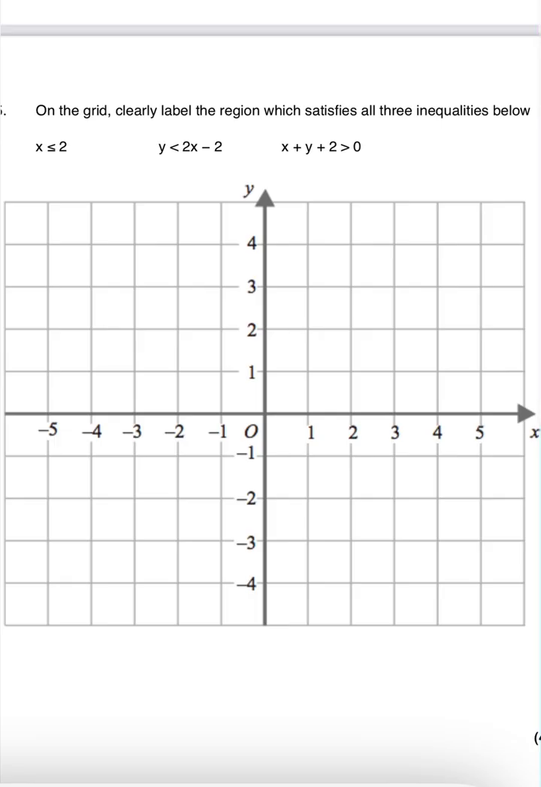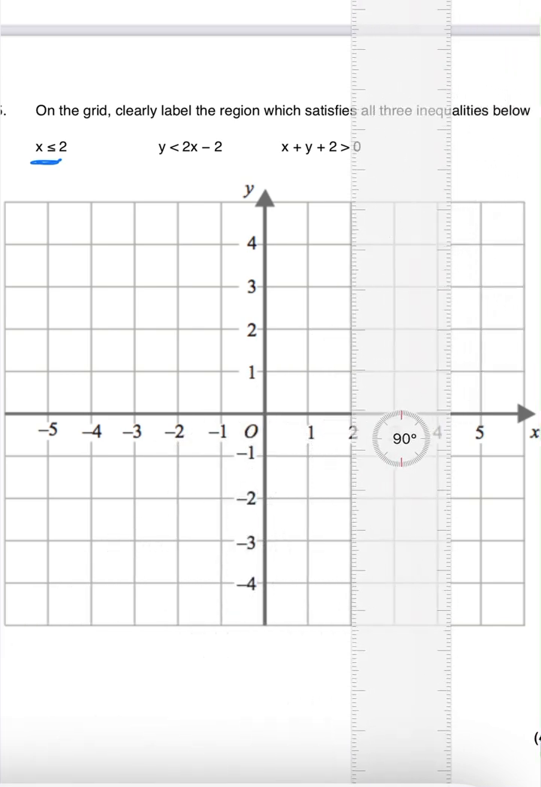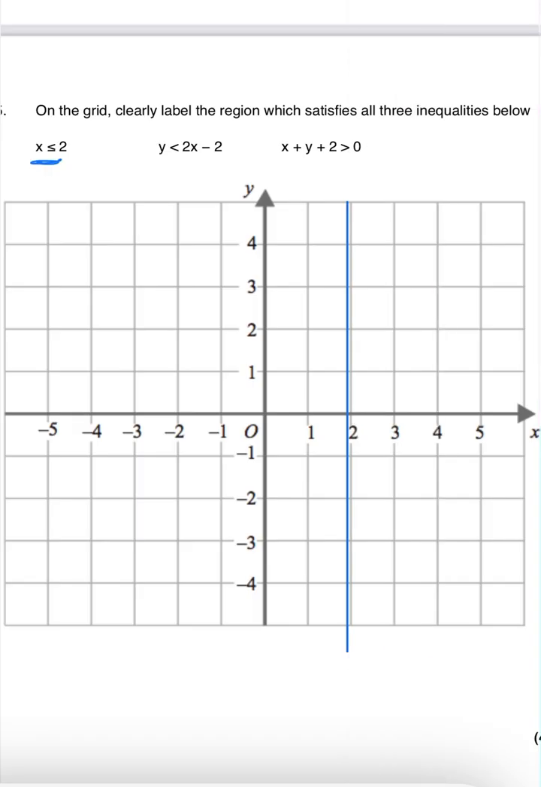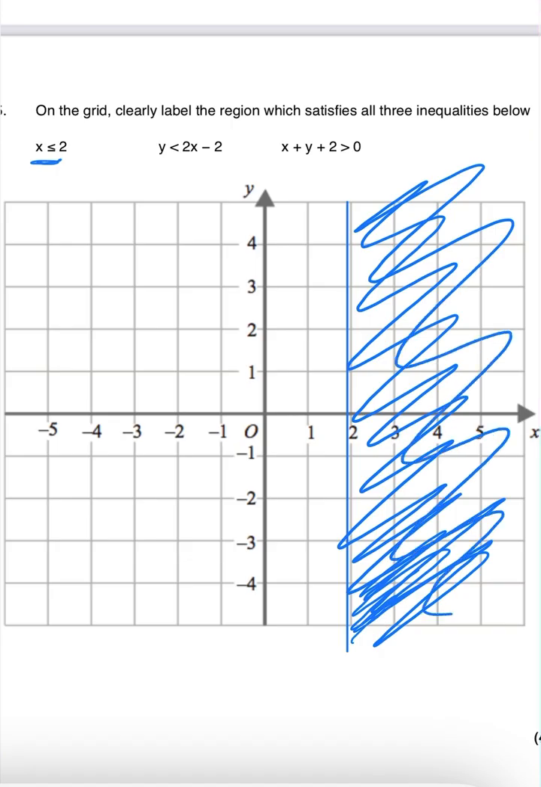So by now, hopefully it's becoming more clear that where x is less than or equal to 2, we have to draw the line where x equals 2. And let's just do that there. And if the values are less than 2, then we have to shade everything that's greater than 2 on the x-axis. There we are.